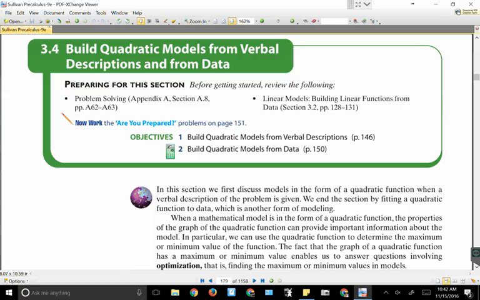Building what? No, I could change variable. Build quadratic models from verbal descriptions of data. I think you could take your data, Nolan, that you have for your fantasy football and apply these skills to it, and it might help you.